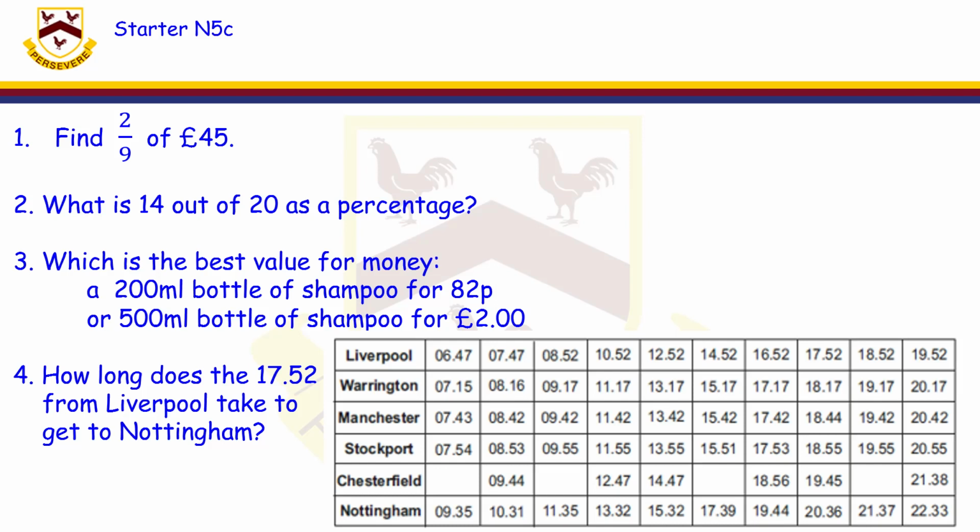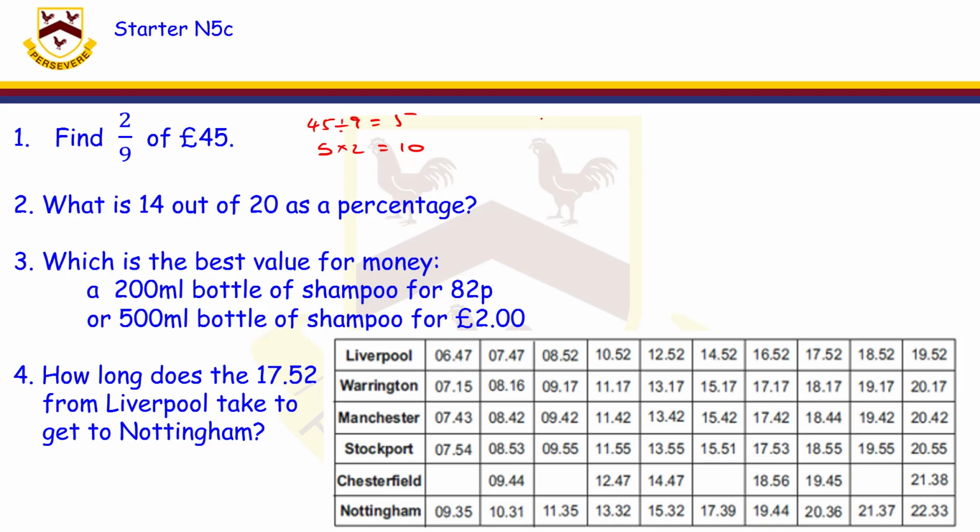Okay, so first one, find 2 9ths of 45. Two ways of doing this. Okay, we can divide by 9 and then multiply by 2, which is fine. So we can do 45 divided by 9, which is 5, and then we multiply the 5 by the numerator. 5 times 2, which is 10.